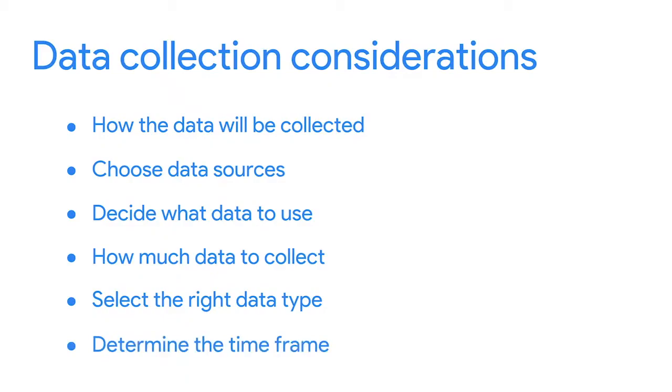Finally, you need to determine the time frame for data collection. In our example, if you needed an answer immediately, you'd have to use historical data, which is data that already exists. But let's say you needed to track traffic patterns over a long period of time. That might affect the other decisions you make during data collection.